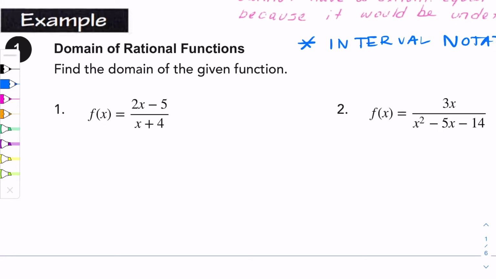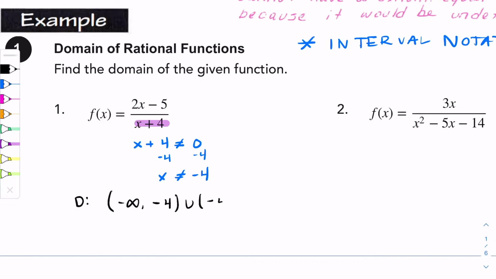Starting with number 1, our fraction is 2x minus 5 over x plus 4. At this point, we don't care about the numerator. We just look at x plus 4. We know that the denominator cannot equal 0. Again, we have done this, so hopefully this is just a refresher. Subtract 4. x cannot equal negative 4. That's telling us that the domain of the entire rational function is any number except for negative 4. It's written as negative infinity to negative 4, union negative 4 to positive infinity.